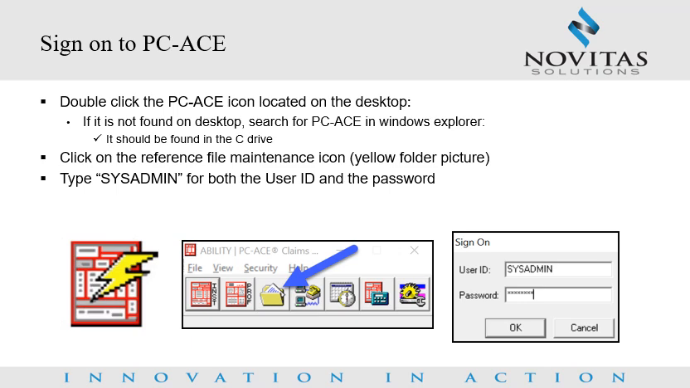Sign on to PCACE. The PCACE icon, shown here with the lightning bolt, can be opened from the provider's desktop. If the icon is not on the desktop, the provider may have to search for PCACE in their Windows Explorer, where it should be found in the C drive. Once the icon is found and opened from the PCACE toolbar, the provider clicks on the picture of the yellow folder to open the reference file maintenance. This will open the sign-on screen where the provider will type SYSADMIN for both the user ID and the password.